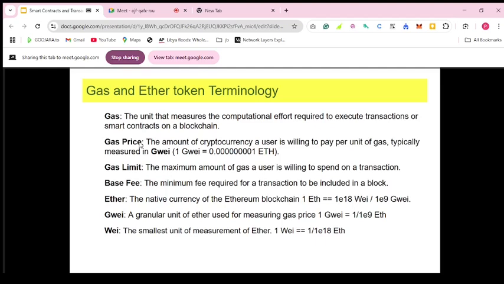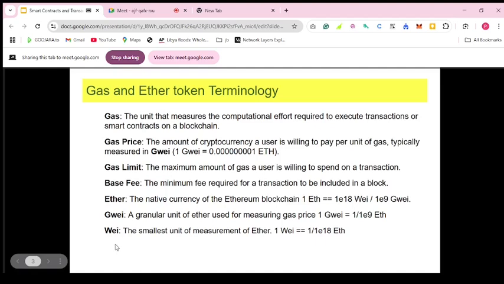And that's what is called the gas price. Then the gas limit is, like you saw on the previous screen, just the maximum amount of gas that you can limit your transaction to spend, because it incurs an expenditure in your money, in your token balance.